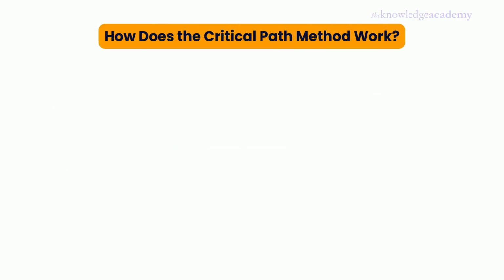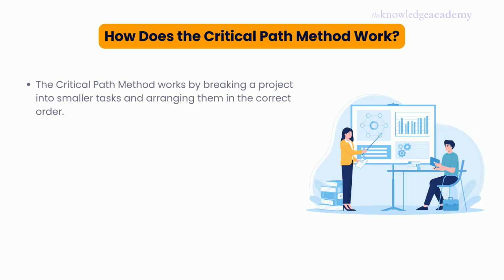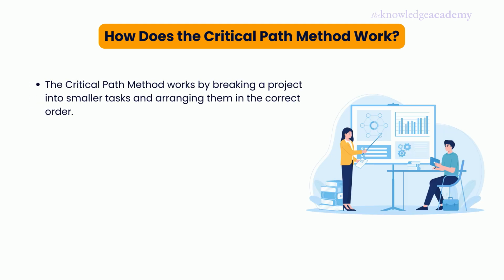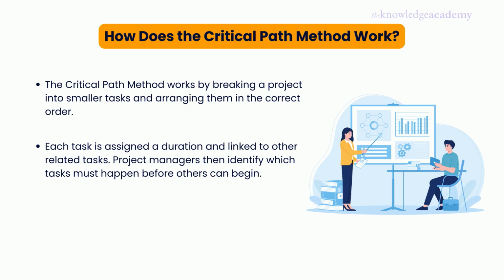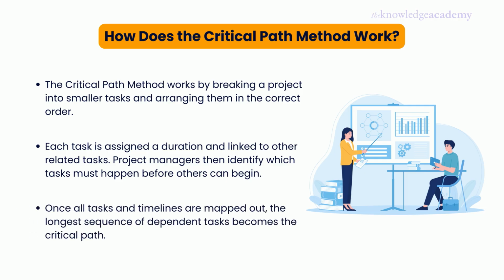2. How does the critical path method work? The critical path method works by breaking a project into smaller tasks and arranging them in the correct order. Each task is assigned a duration and linked to other related tasks. Project managers then identify which tasks must happen before others can begin. Once all tasks and timelines are mapped out, the longest sequence of dependent tasks becomes the critical path. This process helps teams focus on activities that directly impact the project deadline.